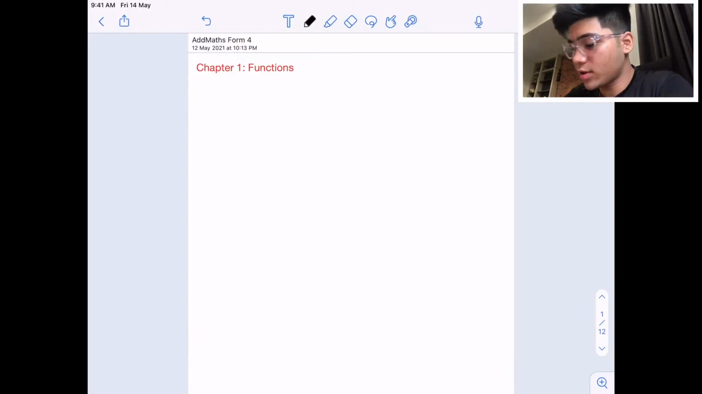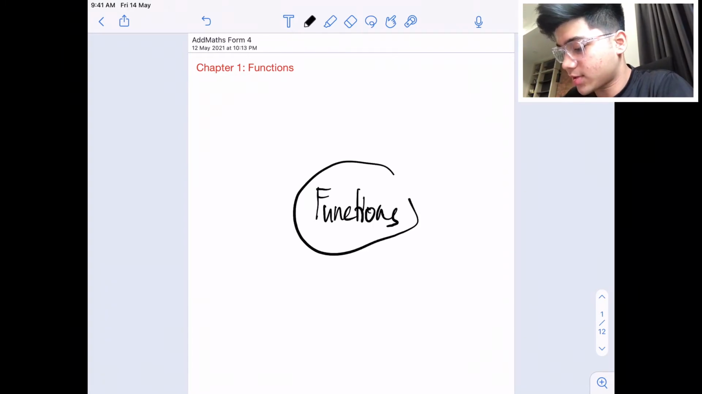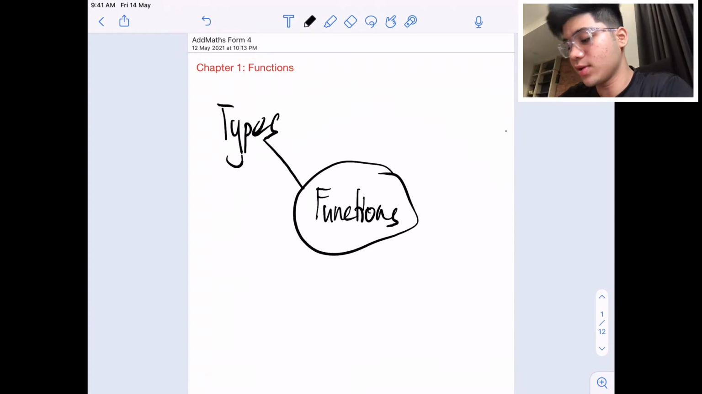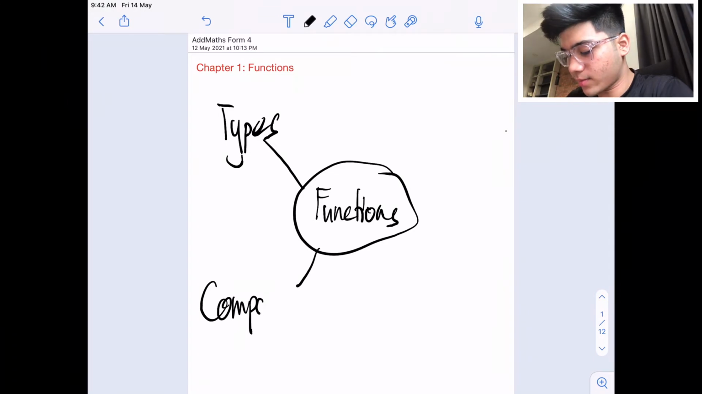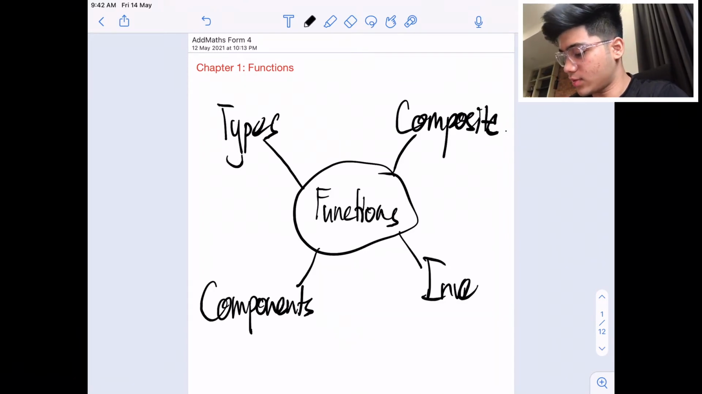Alright, so today we're going to be looking into functions. Functions have actually four things to be known, which are the types of functions, then we also have the components of a function, followed by composite functions, and lastly, inverse functions. So these are the things that we're going to be going through for today.